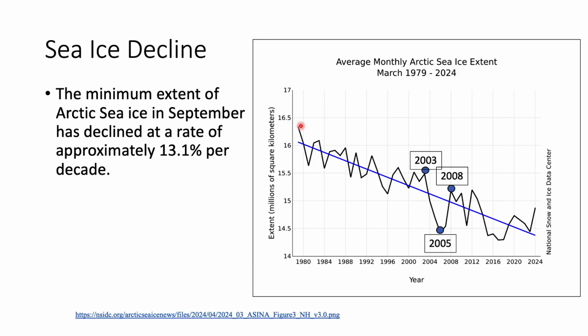So there is a gradual change that is happening from year to year. But if you look overall from 1979 to 2024, there is a drastic reduction. So this data is for the month of March, and similarly if we look at the month of September, at that time also there is a decline in the sea ice at a rate of approximately 13.1% per decade.